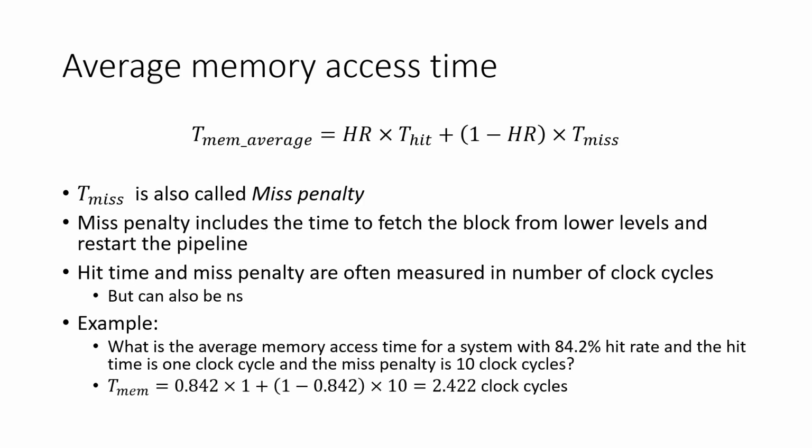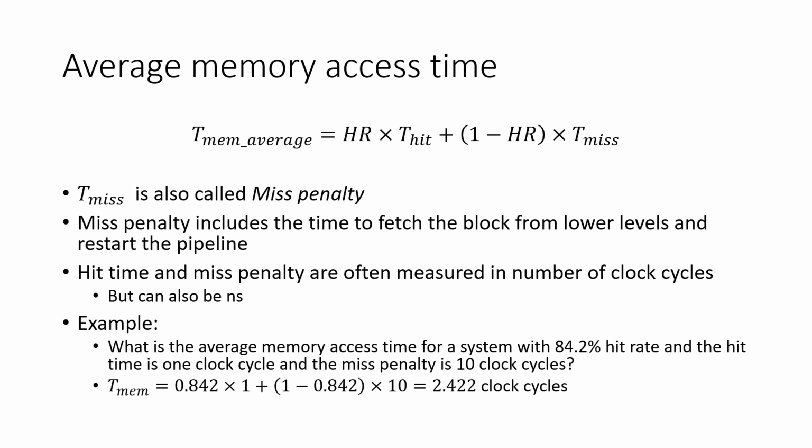Having the hit rate or miss rate, we can use this to calculate another important metric, the average memory access time, which is defined as the hit rate times the hit time plus the miss rate times the miss penalty. The miss penalty includes everything from fetching the block from lower levels in the hierarchy to restarting the pipeline. We often express hit time and the miss penalty as the number of clock cycles, but quite often real times like nanoseconds can be used also.